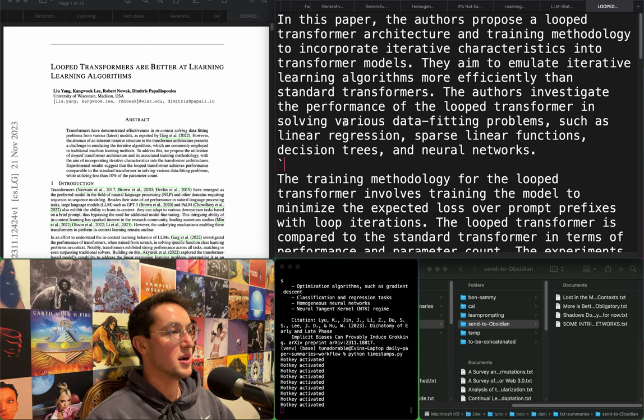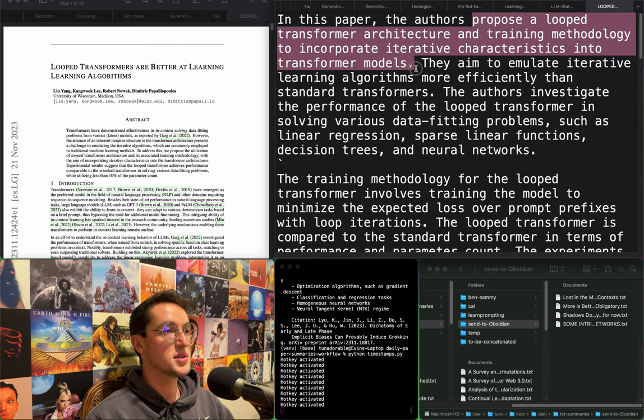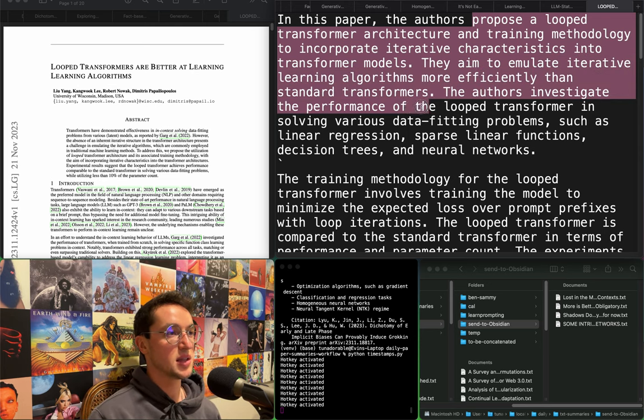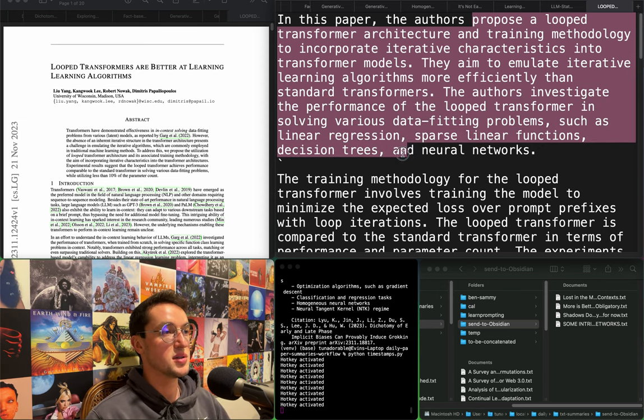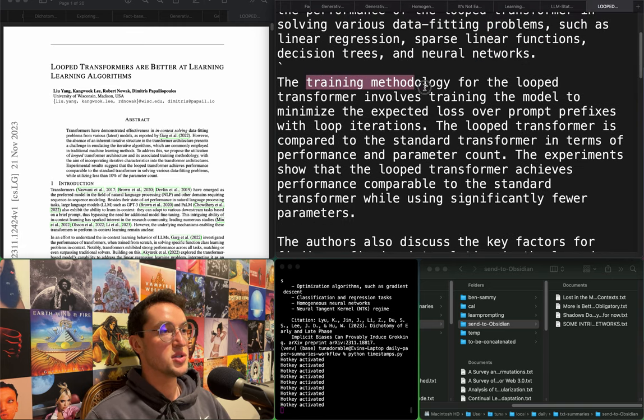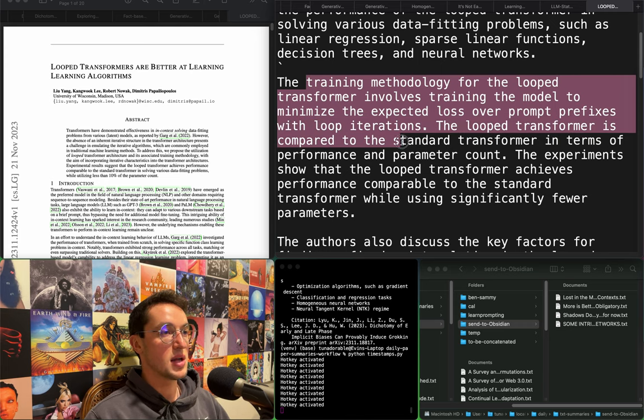Looped Transformers Are Better at Learning Learning Algorithms. Propose a looped transformer architecture and training methodology to incorporate iterative characteristics into transformer models. They aim to emulate iterative learning algorithms more efficiently than standard transformers. Investigate the performance of a looped transformer in solving various data-fitting problems, such as linear regression, sparse linear functions, decision trees, and neural networks. The methodology for the looped transformer involves training the model to minimize the expected loss over prompt prefixes with loop iterations. The looped transformer is compared to the standard transformer in terms of performance and parameter count. Experiments show that the looped transformer achieves performance comparable to the standard transformer while using significantly fewer parameters.